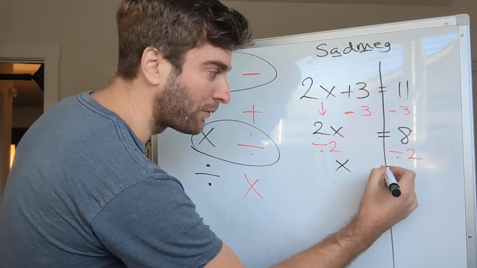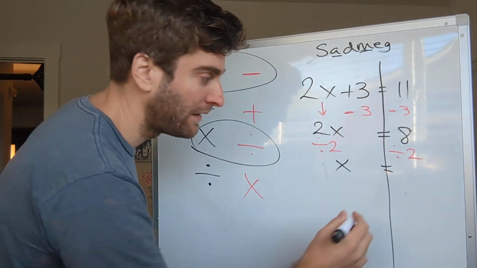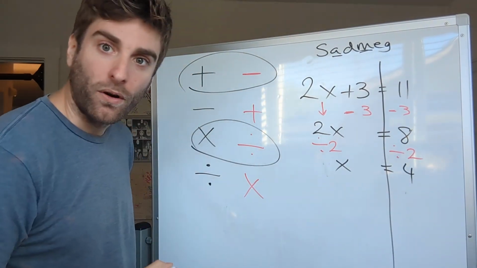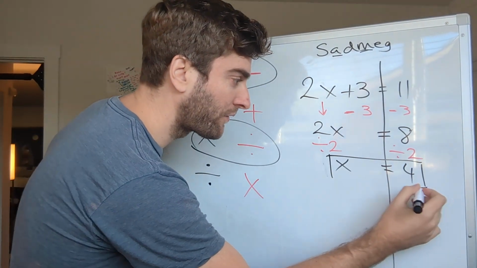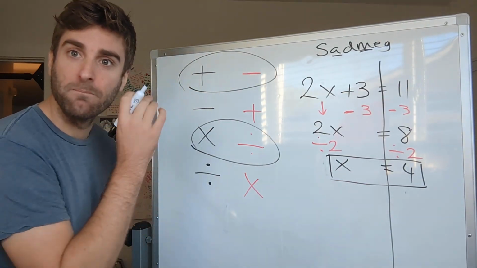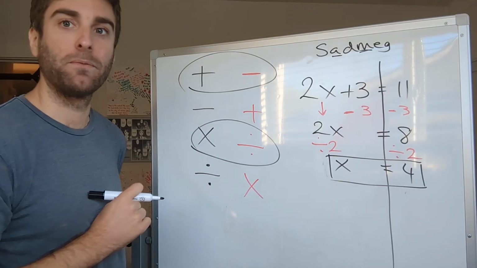And then I keep my equal sign on this line as always. 8 divided by 2 is 4. There we go. I'm going to put a box around my solution to make it more obvious that this is the end of my problem.